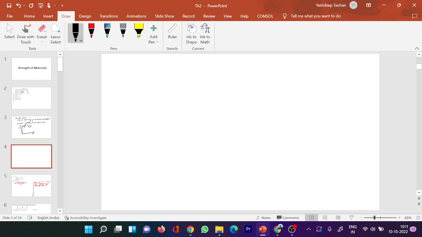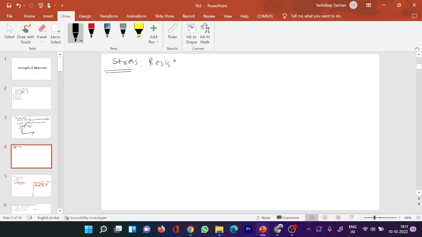So can anyone tell what is stress? Just a simple definition, can anyone tell? It is the resisting force per unit area. Two things are important here. First one is the resisting force, because pressure also we can say is force per unit area. That is not resisting here.